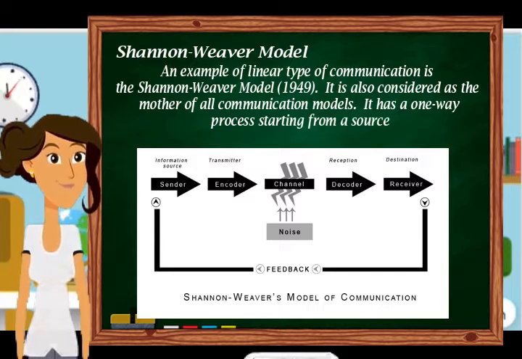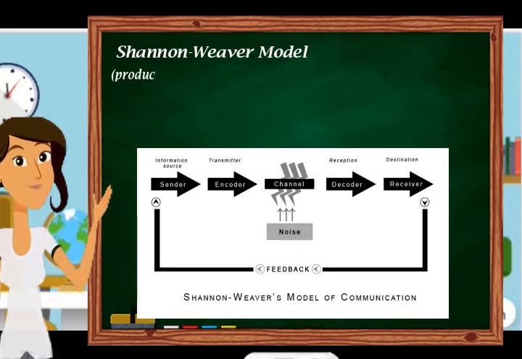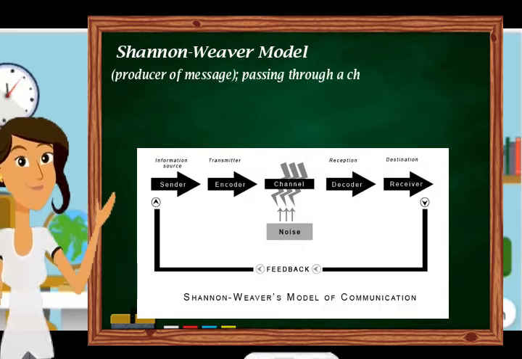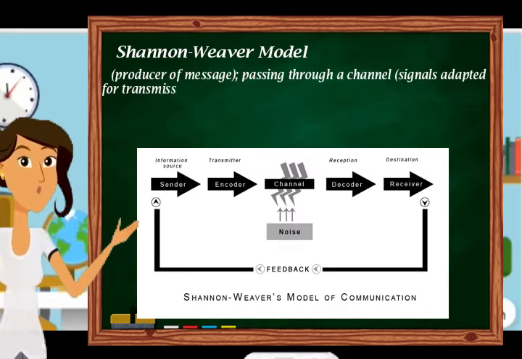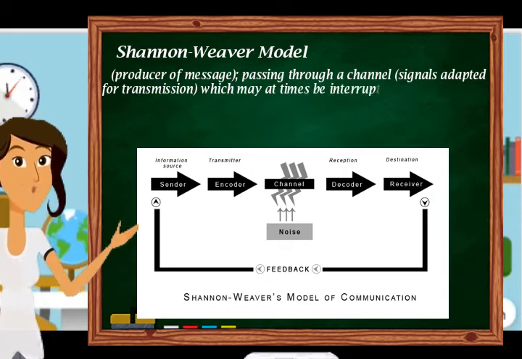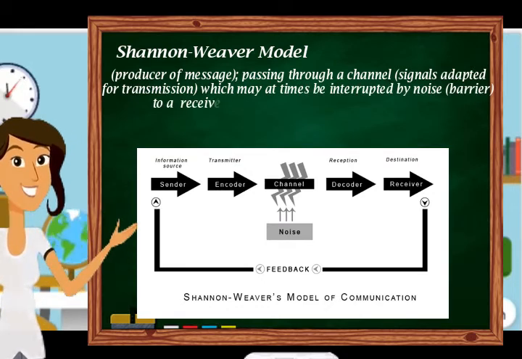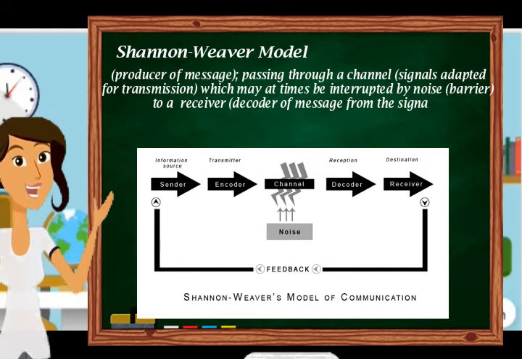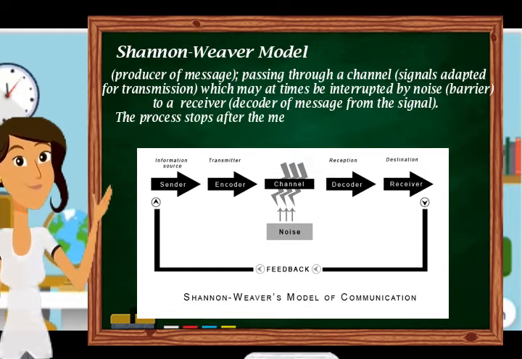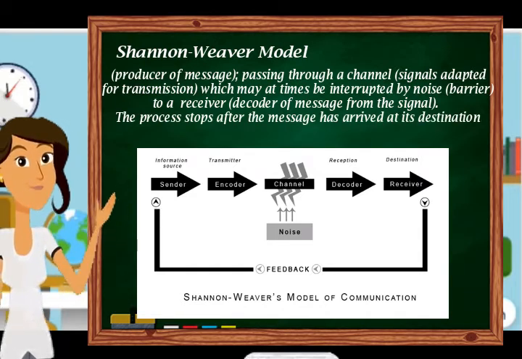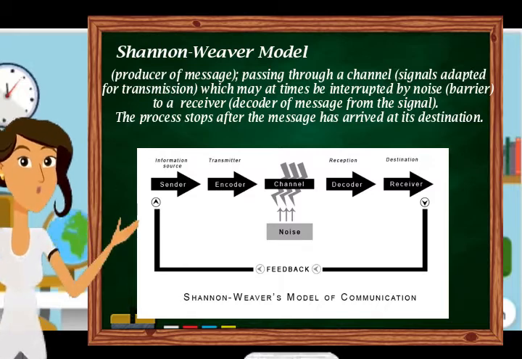It is a one-way process starting from a source or the producer of the message, passing through a channel, or the signals adopted for transmission, which may at times be interrupted by noise or what we call a barrier, to a receiver, or the decoder of the message from the signal. The process stops after the message has arrived at its destination.